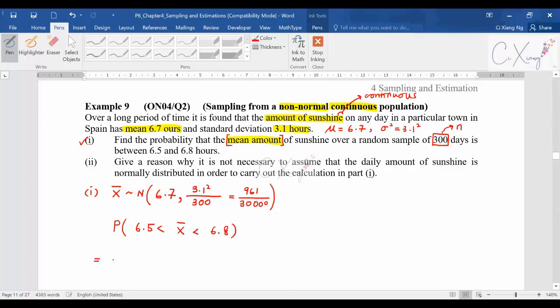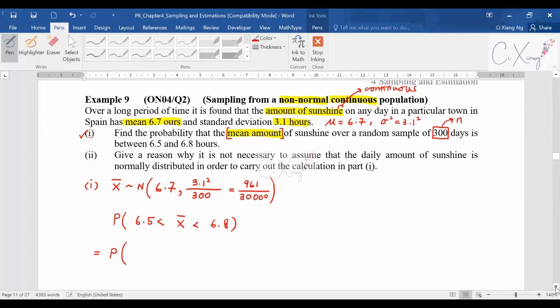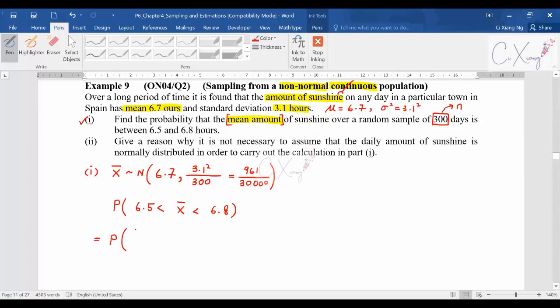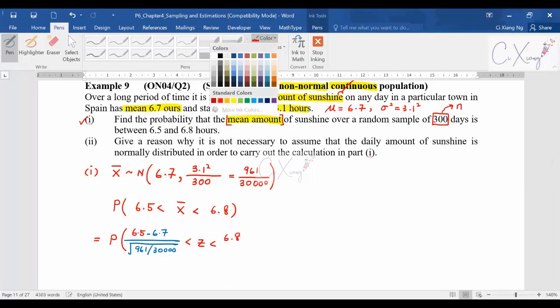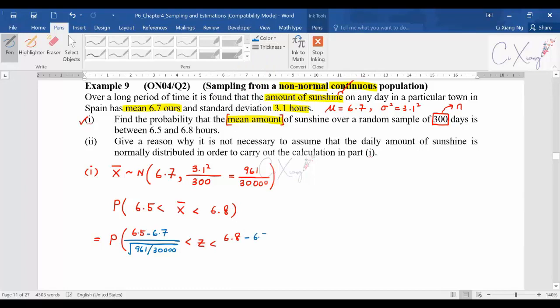Because you know that it is normally distributed already, you have to do the standardization. So how do you standardize? Take 6.5, minus the mean, divided by the standard deviation of your sample mean, which is the square root of 961 over 30,000. Then the same thing happens here: 6.8 minus the mean, divided by the standard deviation.